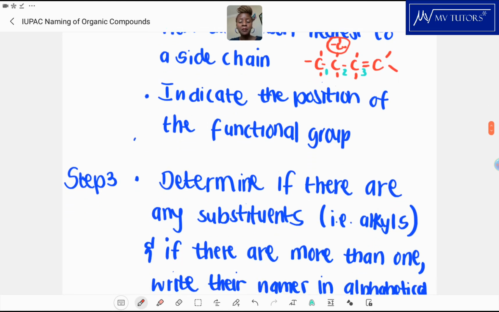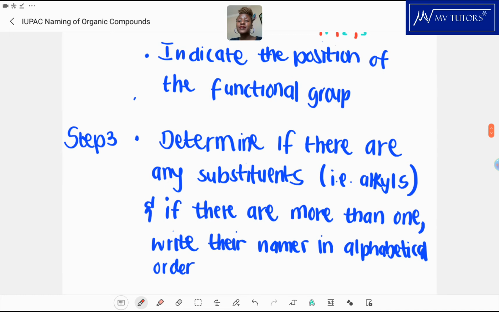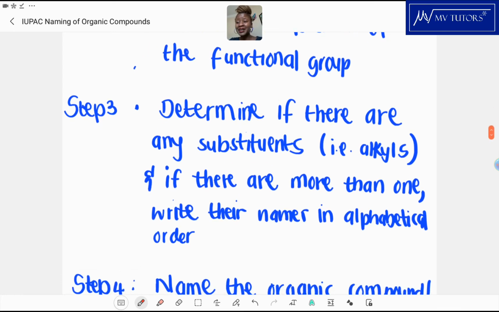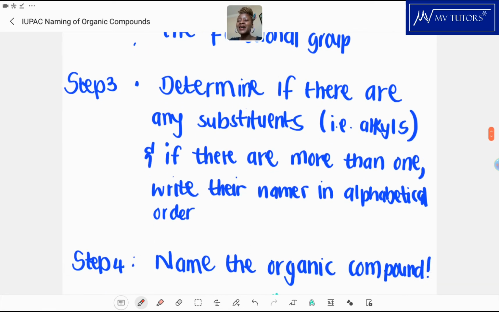And then step 3, determine if there are any substituents. Basically, are there any branches? Your alkyls, basically methyl, ethyl, propyl, butyl. I haven't seen a pentyl or a butyl. That's just so long. And if there are more than one, so let's say on a carbon chain you have like 5 carbons, and you have a branch there, a branch there, and another branch which has like an ethyl, something like that.